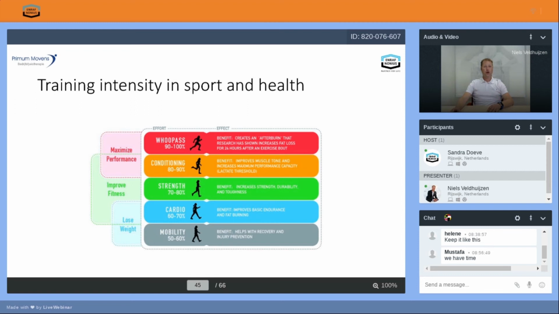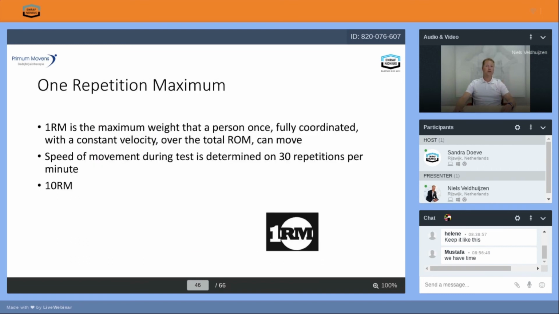When you work on cardio levels, it should be between 60 and 70%. When you want to work on strength, and that's to improve your fitness, when you compare it to sports, it's about 70-80%. And when you want to maximize performance, you go to 80-90%, or as they put here, the whoop ass. That's the bodybuilding, a massive intensity between 90 to 100%. These levels you will not reach with patients. You often work in rehabilitation in the lower levels, but then still it is important to pick the right intensity.